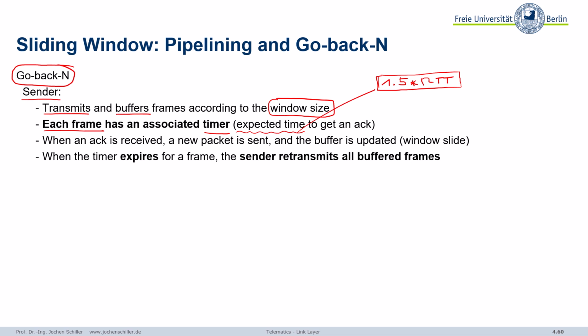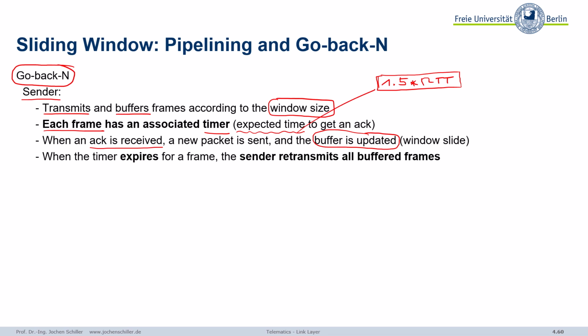So as soon as you get an ack, that's nice. According to the window, you can send new packets, as I just showed you with the example, but you also update the buffer. That means as your window slides, you can free the buffer, so you can remove the acknowledged packets from your buffer. That's good.